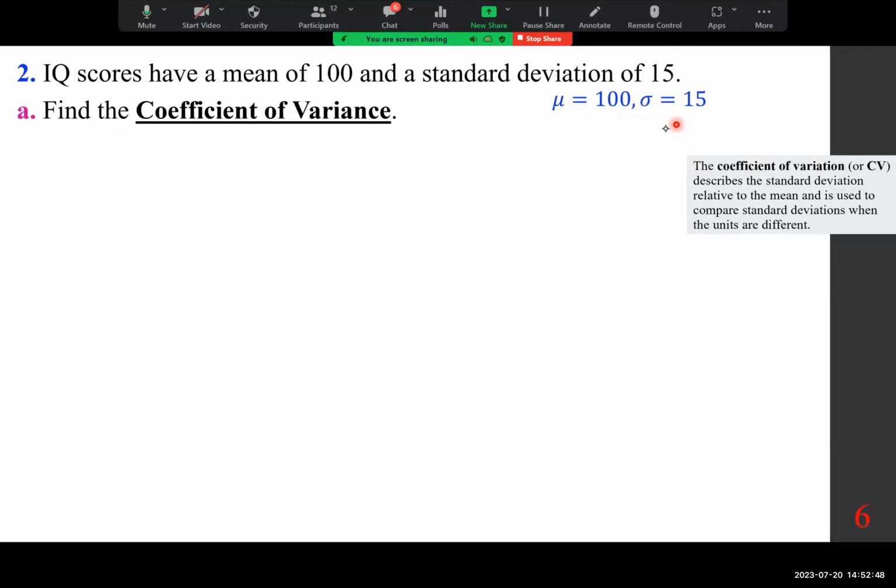So let's quickly remind everybody of the definition of a coefficient of variance, or CV for short. It describes the standard deviation relative to the mean, the ratio of the standard deviation to the mean, and is used to compare standard deviations when the units are different. So simply put, sigma over mu, and you change it to a percentage. So sigma over mu is 15 over 100. We change it to a percentage, and it becomes 15%. We are done.